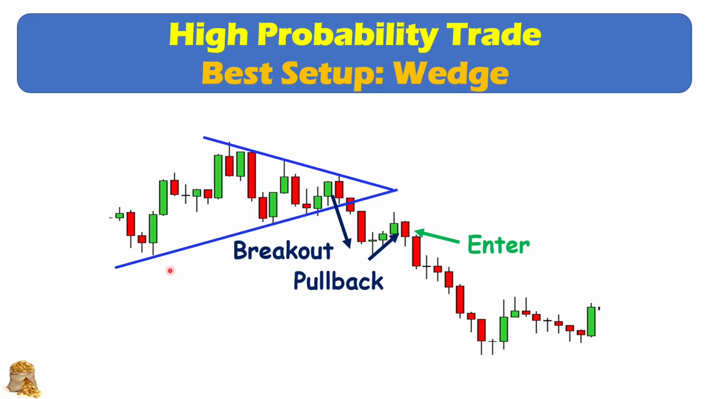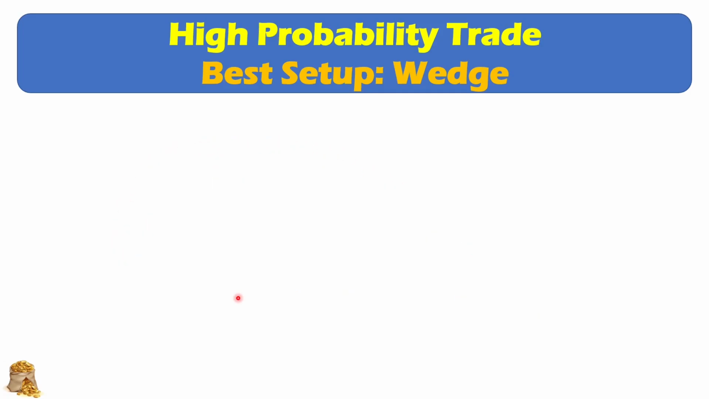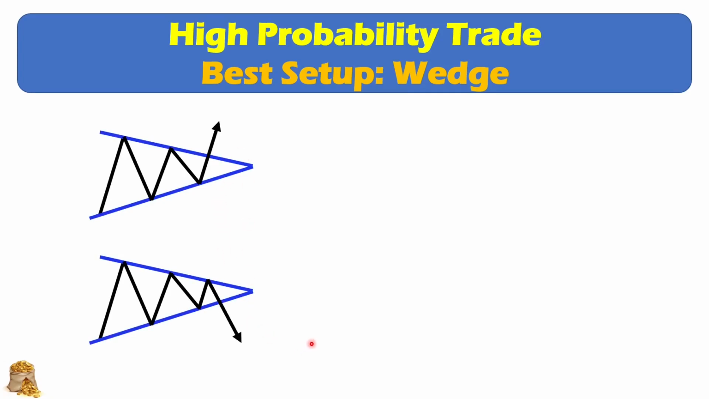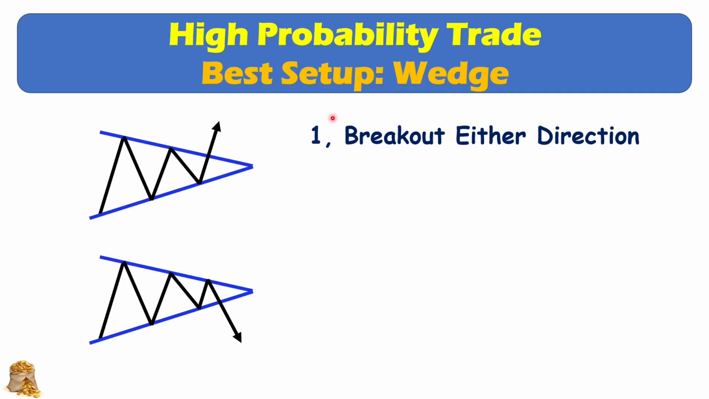One thing to notice is that the clearer the setup, the better the trading opportunity. For this wedge setup, it can break out to the upside or downside. It really doesn't matter. Sometimes the wedge is pointing downward, and sometimes it's pointing upward. If it is pointing downward and it breaks out to the upside, the higher probability is a huge trend, and vice versa. So it can go in either direction.